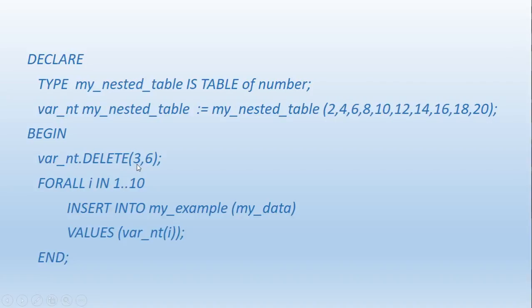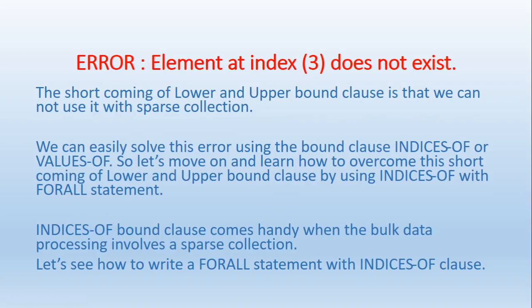Let's move to the next slide first. So this is the error. What is the error? Element at index 3 does not exist. The shortcoming of lower and upper bound clause is that we cannot use it with a sparse collection, because we have deleted some of the values here.